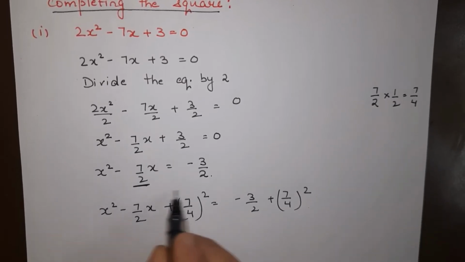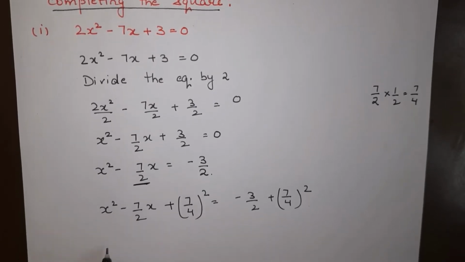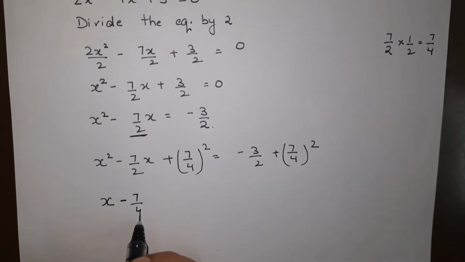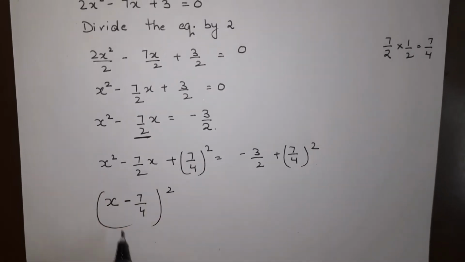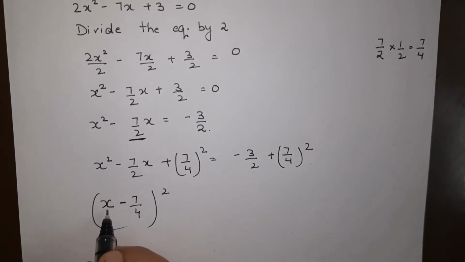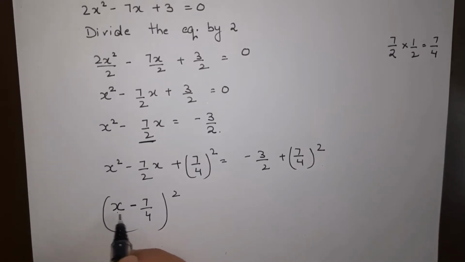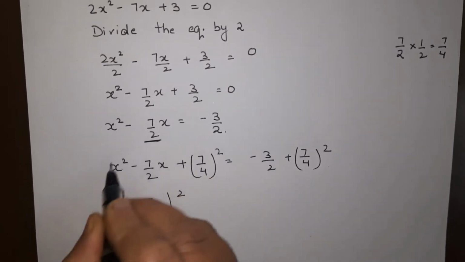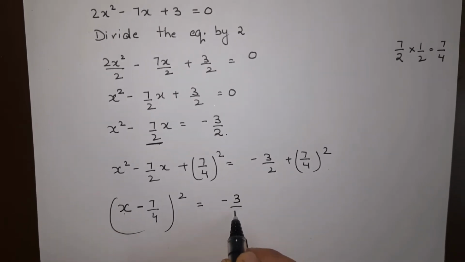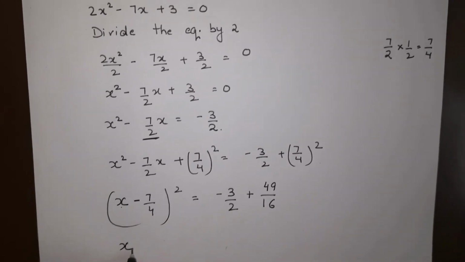Now if you see this part, this is x square, 7 by 4 square and minus 7 by 2 x. You can see this is the square of x minus 7 by 4. Use the identity (a minus b) whole square equals a square plus b square minus 2ab, and we will get this. So this is (x minus 7 by 4) whole square, and now see the right hand side. This is minus 3 by 2 plus 49 by 16.